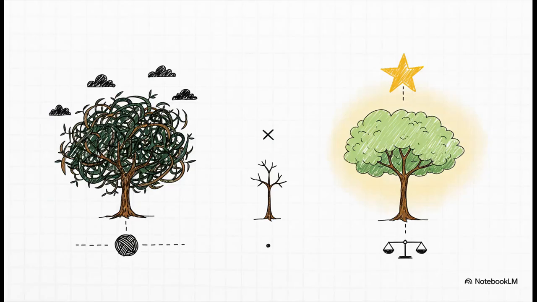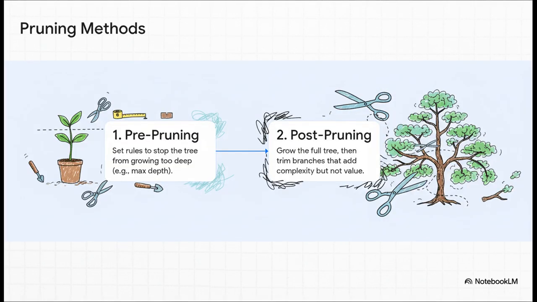So our goal is to solve this Goldilocks problem. We need a tree that isn't too complex, isn't too simple. It needs to be just right. One that finds the real pattern in the data without getting sidetracked by all the random noise. And we do that with a technique called, fittingly enough, pruning.